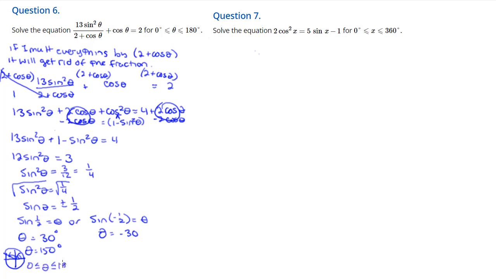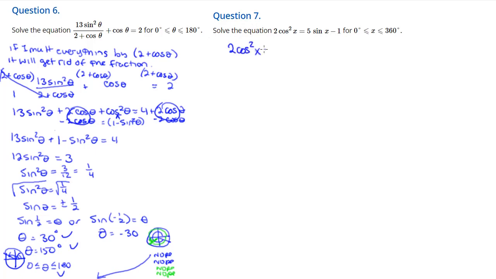I've got to check to make sure that I'm within the range, and I am. Then negative 30 is outside the range. If I go positive, that's going to be too big too. That's going to be 330. And if I try going across, that's going to be too negative. And if I do the positive version of it, that's also going to be too big, because I can only go as big as 180. So the only two answers here are 30 and 150.